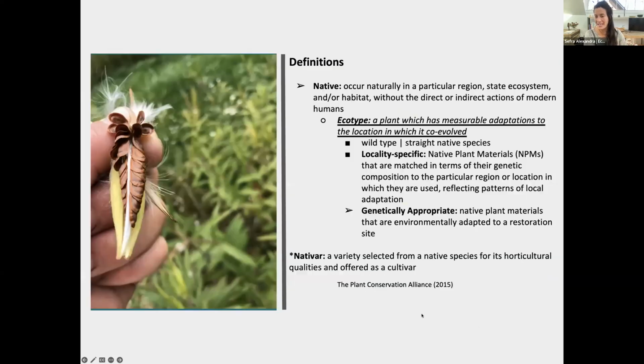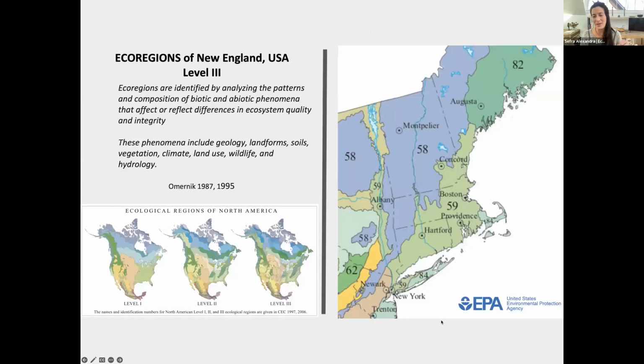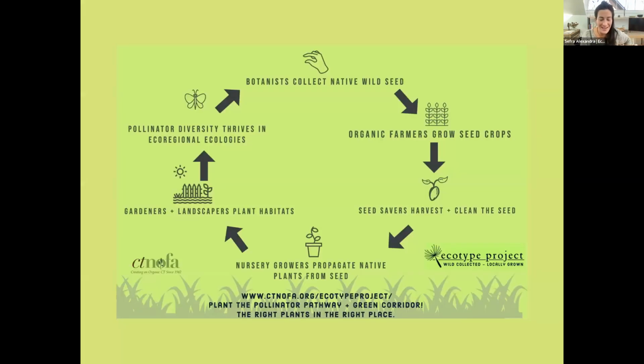Okay, next slide. So an ecotype, just by definition, is that wild type, that truly local genetic material. So we can go to the next slide, but that's going to be your most genetically appropriate material to do restoration. And now we know we're looking through the framework of ecoregions. Go ecoregion 59. So we're putting the right plants in the right place. If you saw Dina's presentation, you would know that this is how the Ecotype Project that I've been leading works.